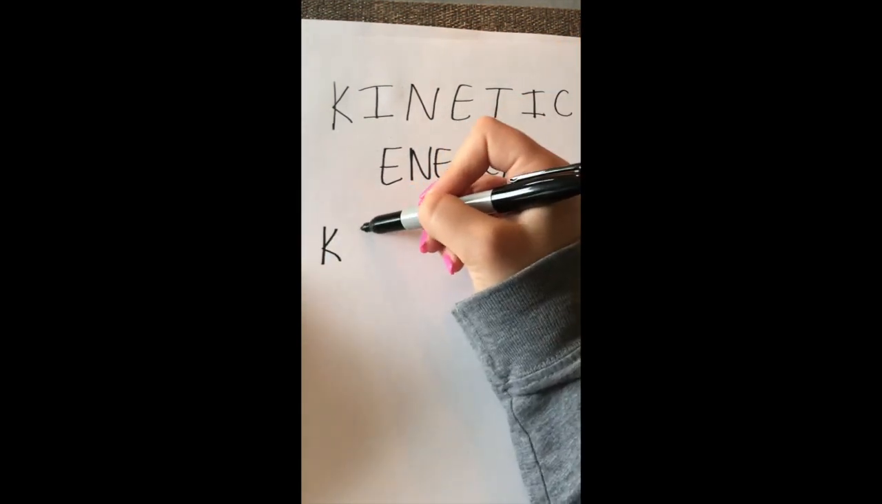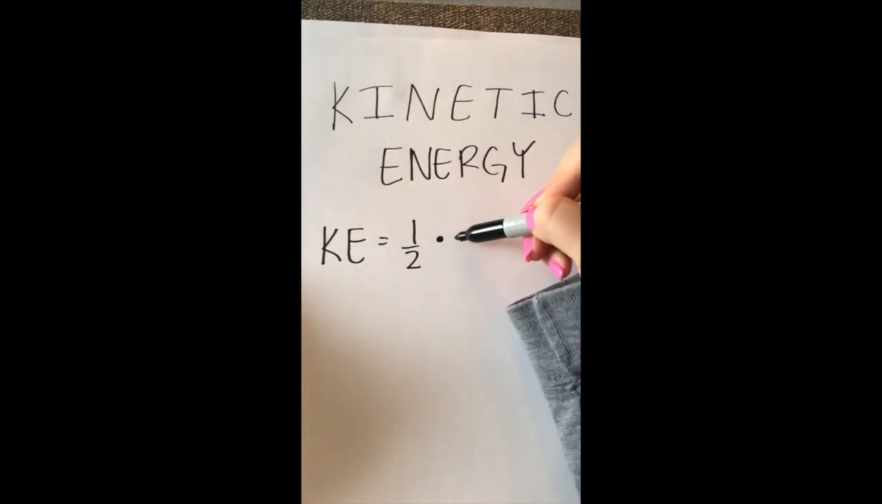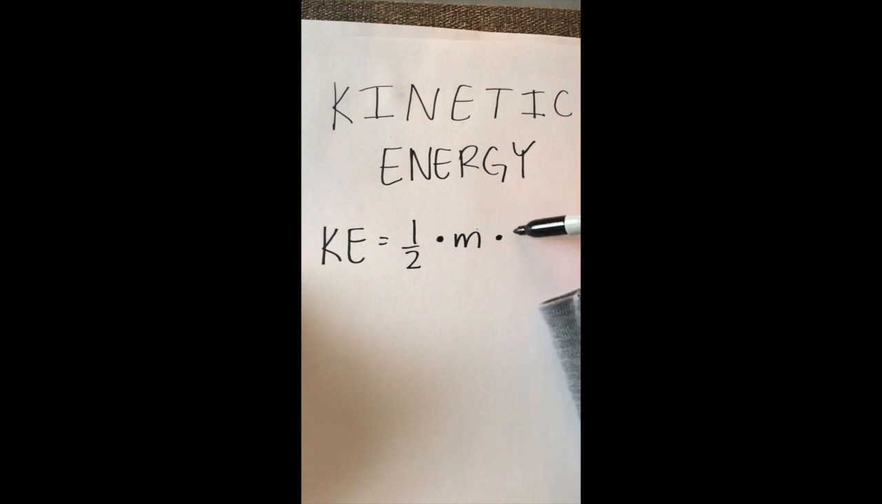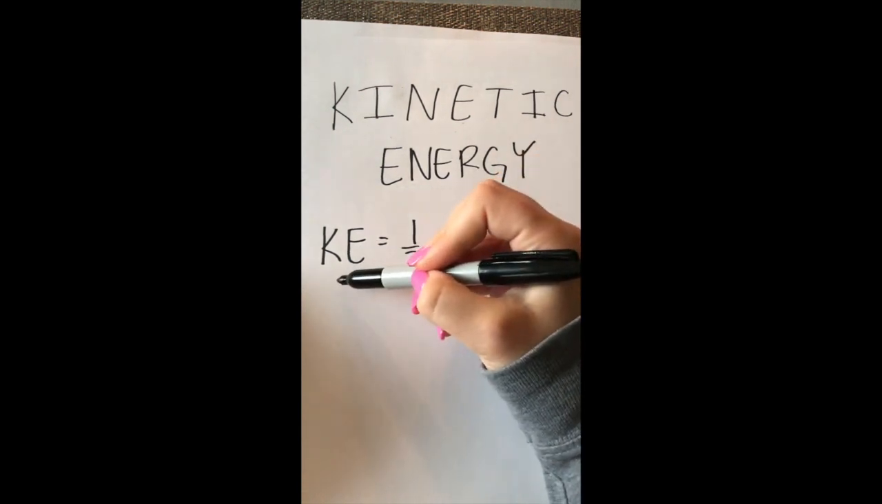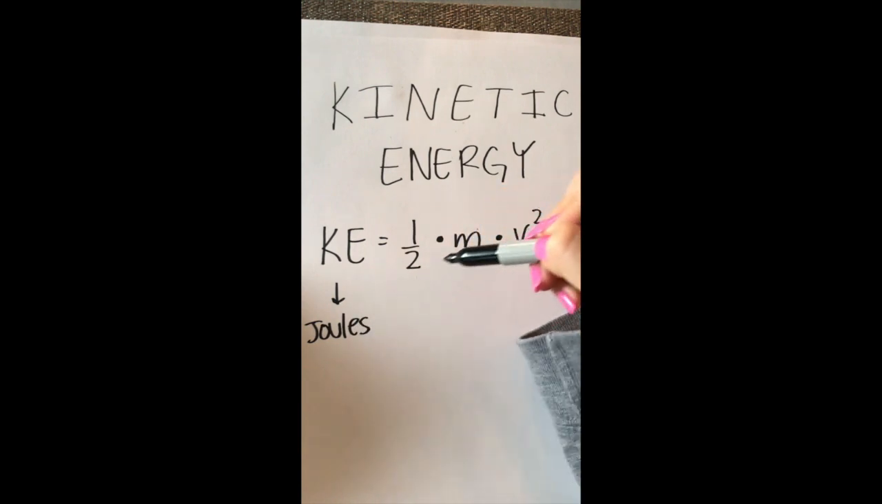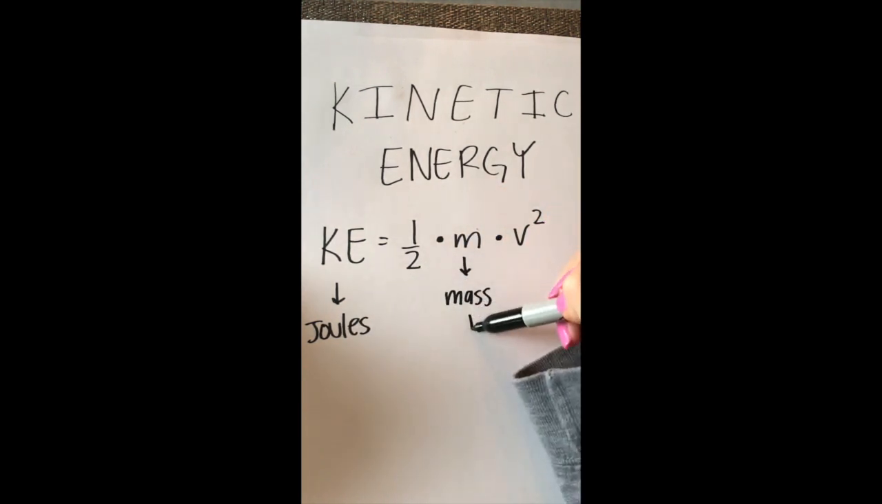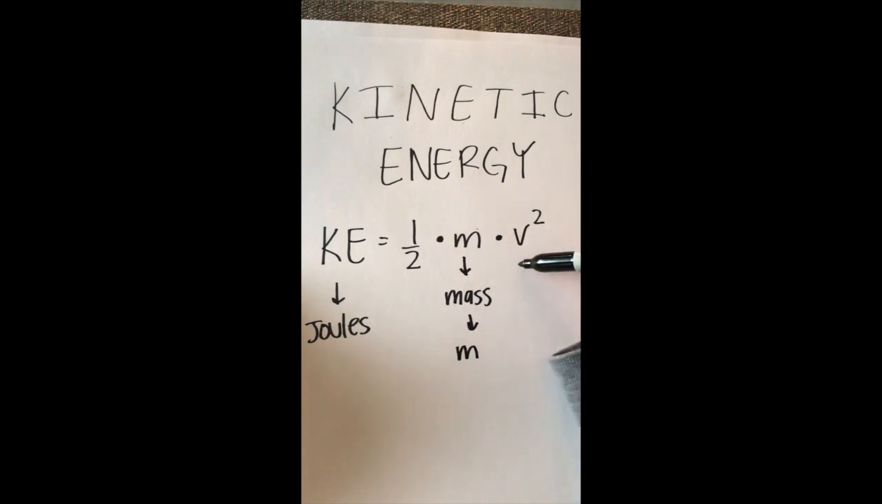The formula used for kinetic energy is 1/2 times m times v squared. KE represents kinetic energy measured in joules, m stands for mass, and v is the speed of the object in meters per second. Keep in mind that kinetic energy is a scalar quantity, so it does not indicate direction.